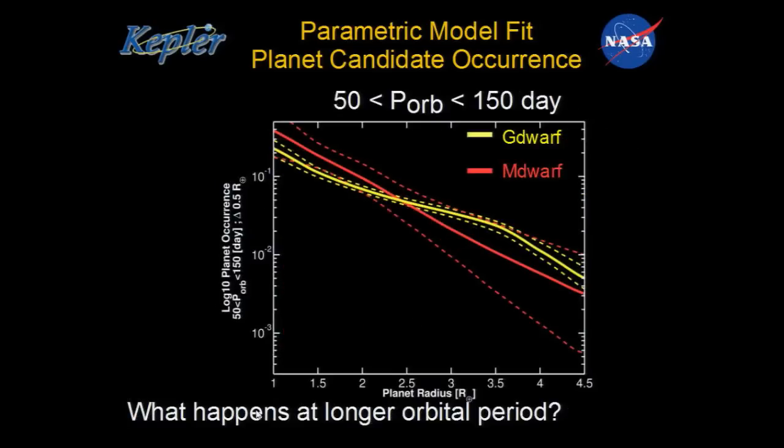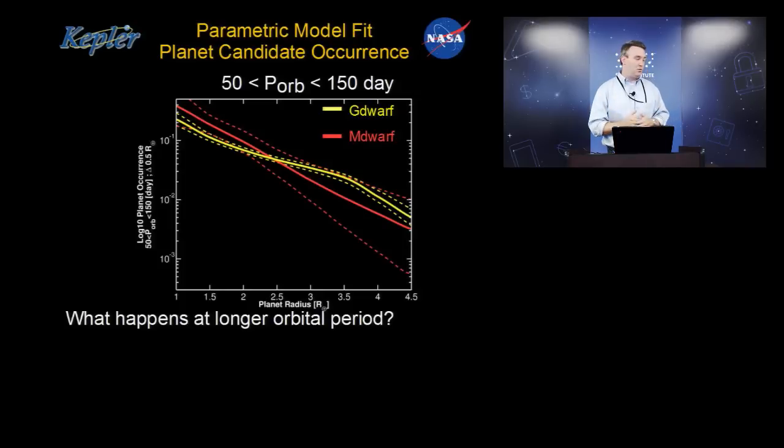And so what if we go to longer orbital periods? Now we see something slightly different. Now I'm doing the same analysis, but 50 to 150 days. If you just go a factor of 3 in orbital period, the situation is slightly different. The M dwarf population relative to G dwarfs is decreasing as we go towards longer orbital periods. You no longer see a sharp break at 2 Earth radii. You no longer see this plateauing. But the M dwarf population is actually falling off rather quickly.